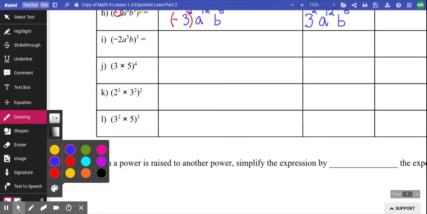So if you look at I, now that we know that rule, we're going to take that 3 and bring it in. We're going to put the negative 2 in brackets, so it becomes negative 2 to the power of 3. Then it's going to become a to the power of 5 times 3, which is 15. And then we're going to do b to the power of 1 times 3, which is 3.